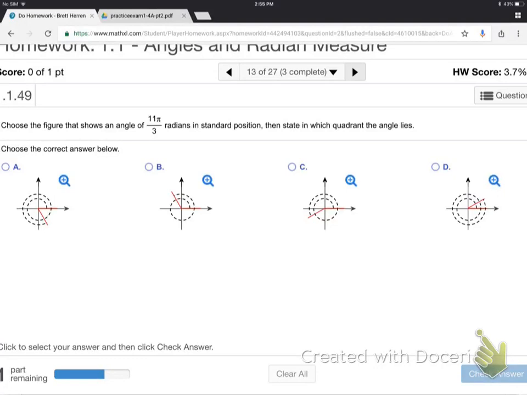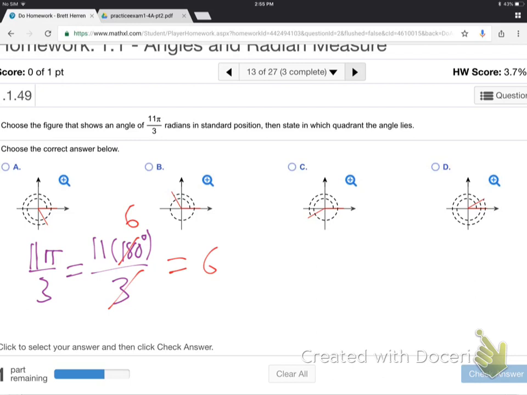Let's try this one. 11 pi over 3. That's going to be more than a whole time around. So let's take the 11 pi over 3. Let's convert it again to degrees. You don't have to if you're real comfortable with it. You can just leave it as it is, but I'm going to convert it. 11 pi over 3. So 11, the pi again is the 180 over 3. Reduce it. 3 goes into 18 6 times. 6 times 11. 660 degrees.